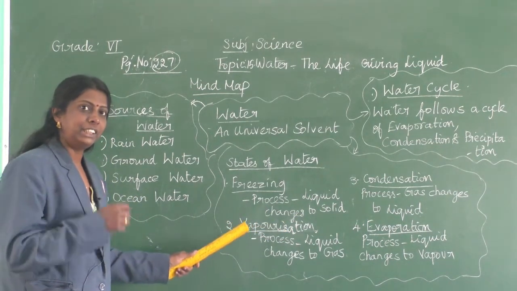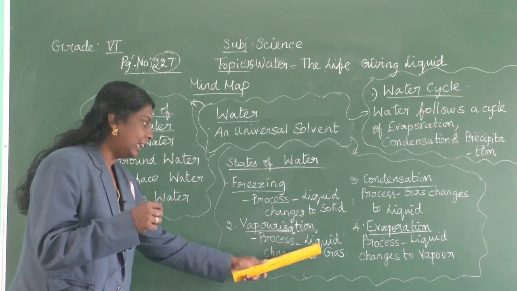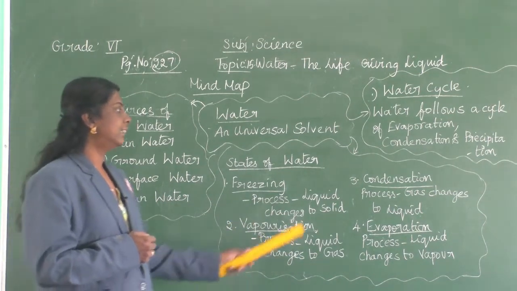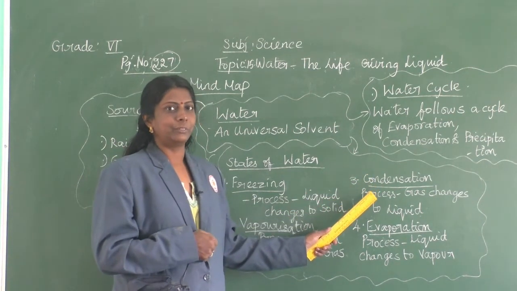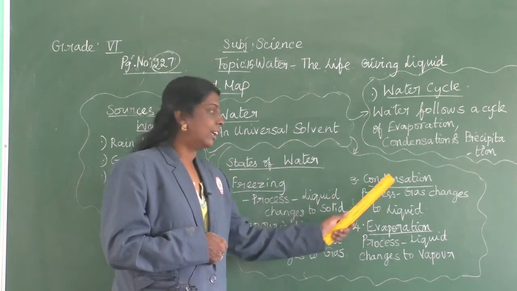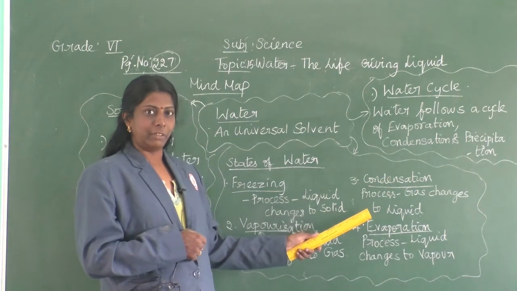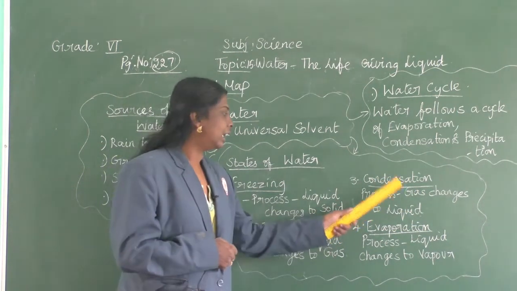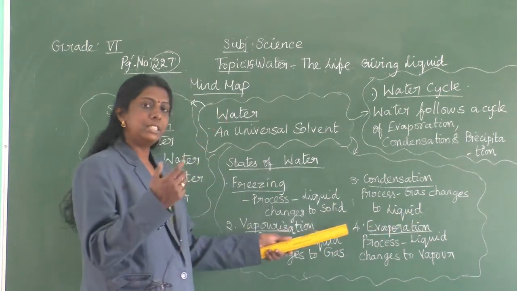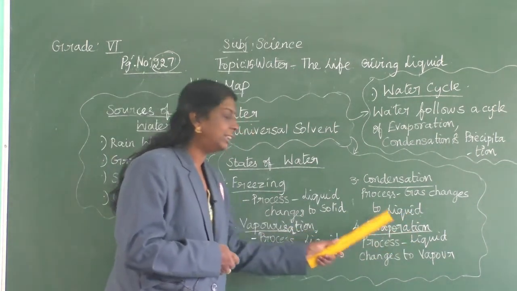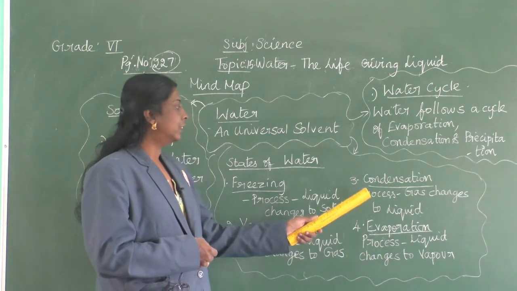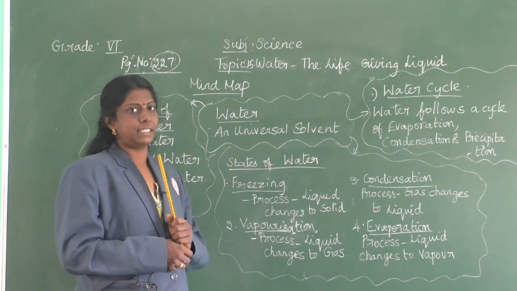Then about vaporization. Vaporization is a process where liquid changes to gas. Then about condensation. What is that? Condensation is a process where gas changes to liquid. And then evaporation. Evaporation is a process where liquid changes to vapor. So we are going to learn about all these things in detail.